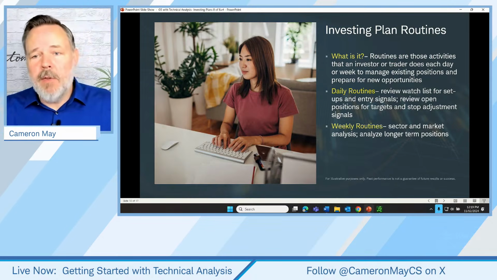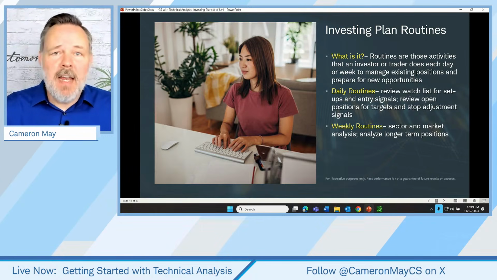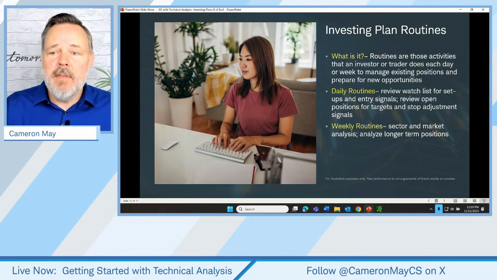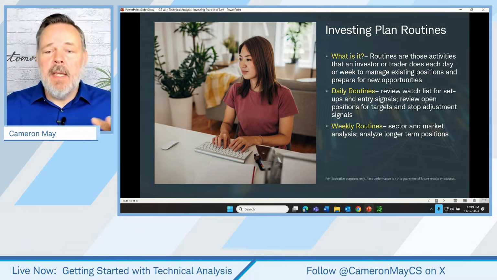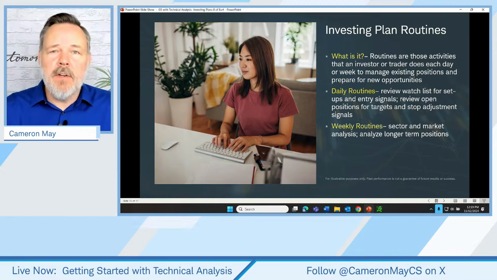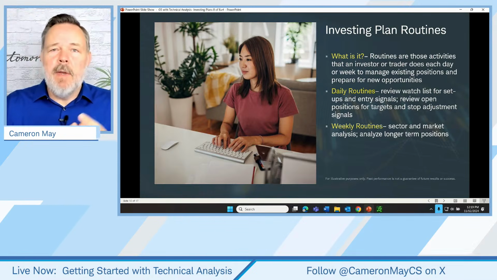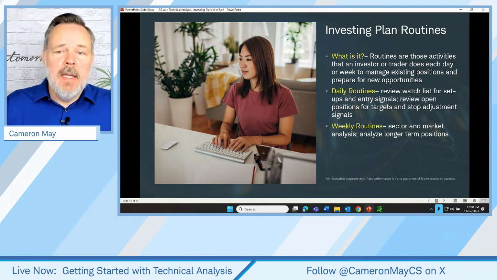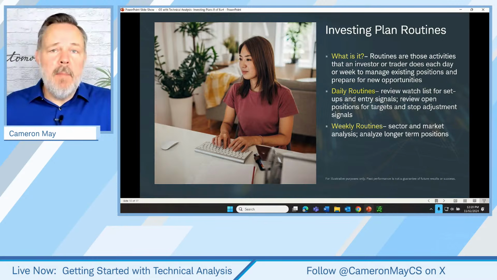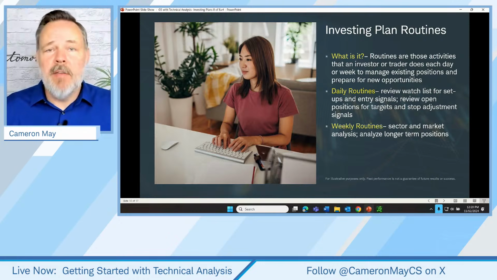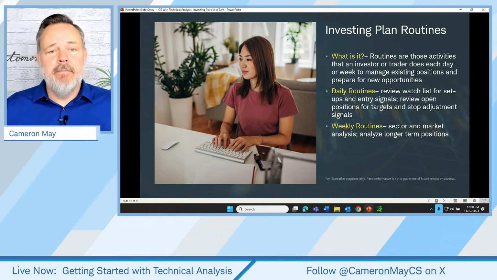Daily routines might include things like reviewing your watch list for setups and entry signals, reviewing your open positions for targets and stop adjustments. Weekly routines might be where we do maybe a deeper analysis of what's going on with the sectors and with the markets. And we take a look at our longer term positions that maybe don't require that day-to-day oversight. And then maybe on a monthly or a quarterly basis, the trader might look over how their trade plan has been performing and see if there are refinements that need to be made.